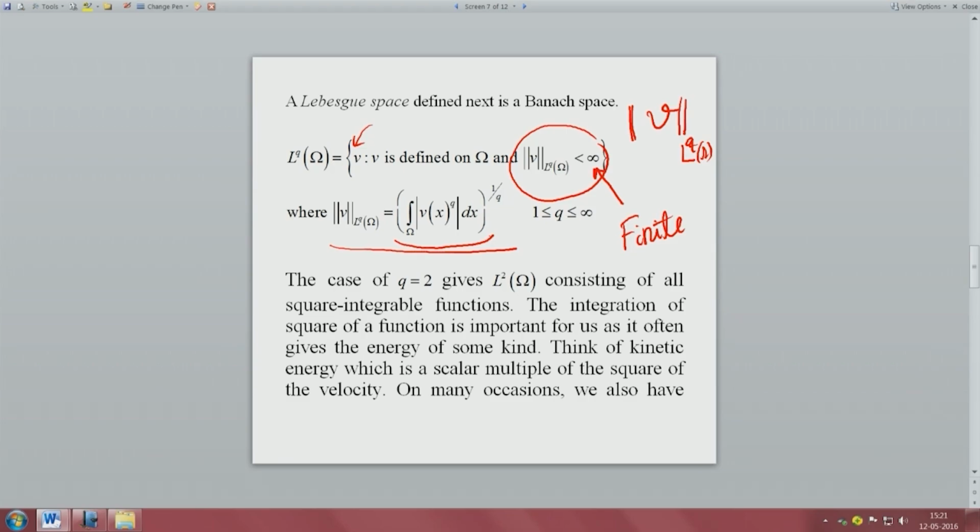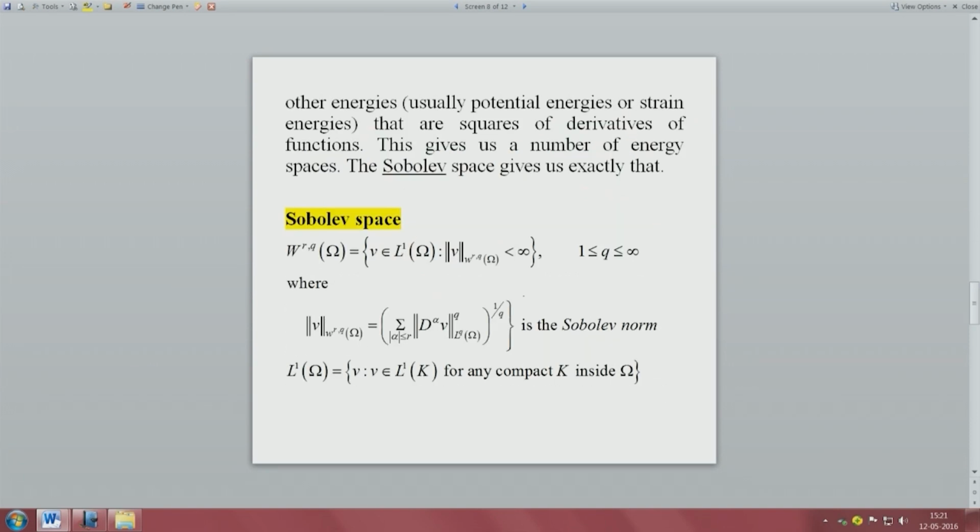That is some quantity, but that is not enough for mechanics, and q can be 2. That becomes what we call the L2 norm, like a distance. The integral of f squared dx is what is called the L2 norm. These are all Lebesgue norms.